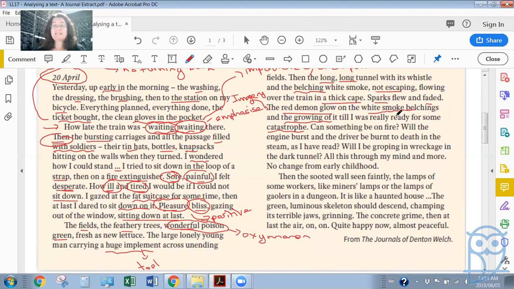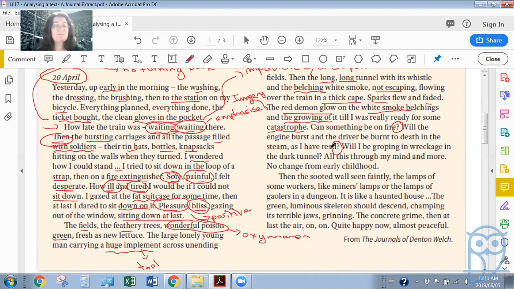So I was really ready for some catastrophe. Can something be on fire? Rhetorical question, showing uncertainty, doesn't it? Can something be on fire? Will the engine burst and the driver be burnt to death in the steam, as I have read?